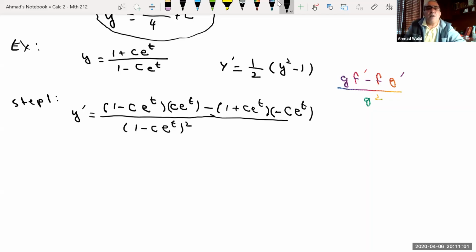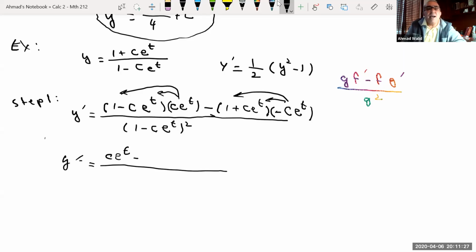Simplify a little bit the top. It means distribute c e to the t to this parenthesis here and distribute negative c e to the t to this parenthesis. Then y prime equals c e to the t times 1 gives you c e to the t, minus c e to the t times c e to the t. Anyone who wants to give me the answer? c e to the t times c e to the t gives you what?